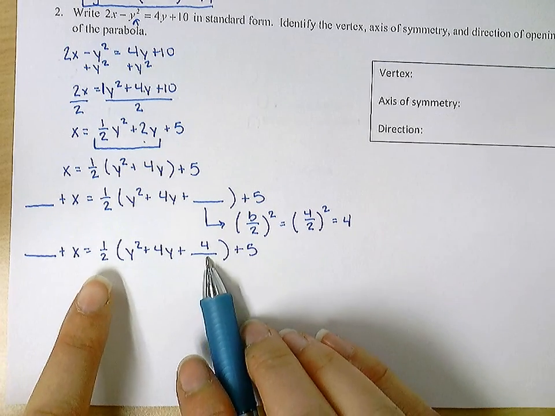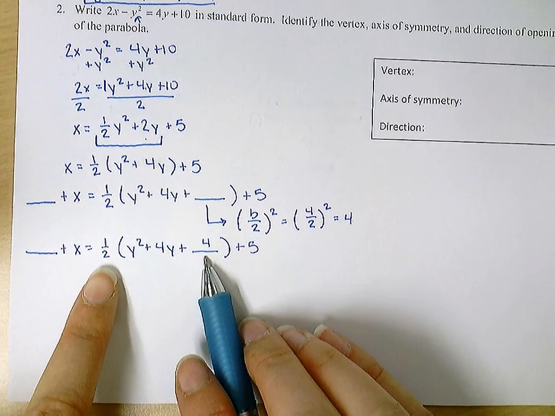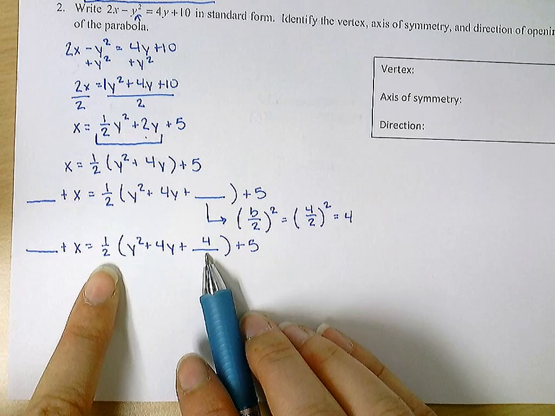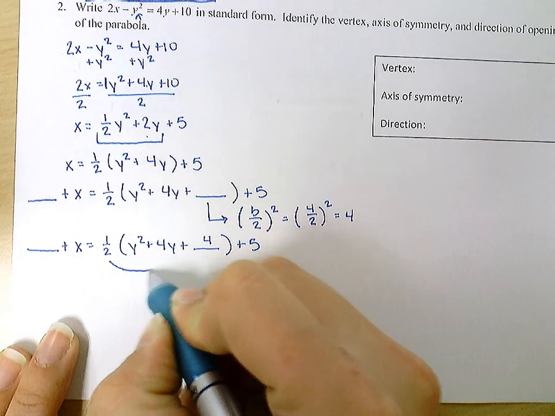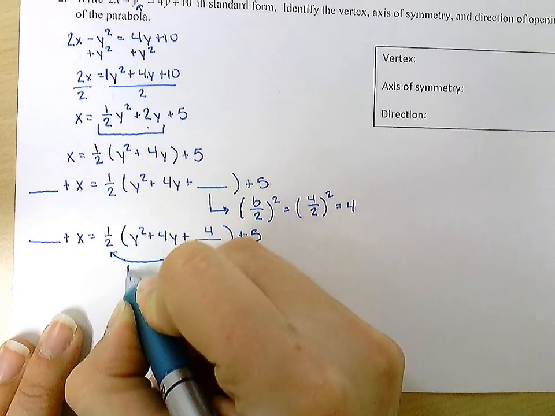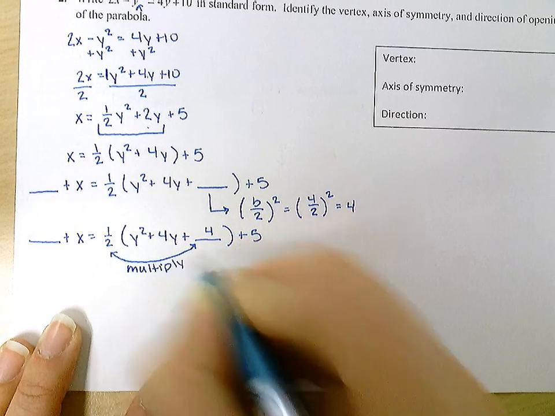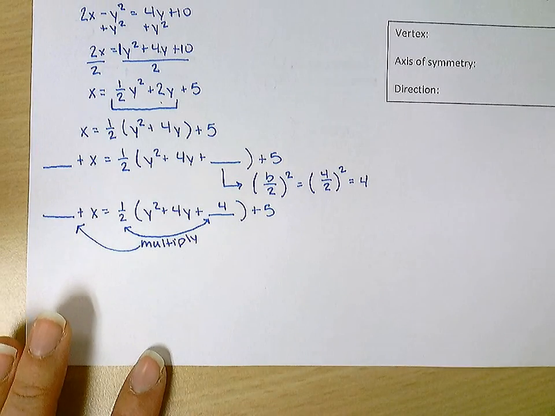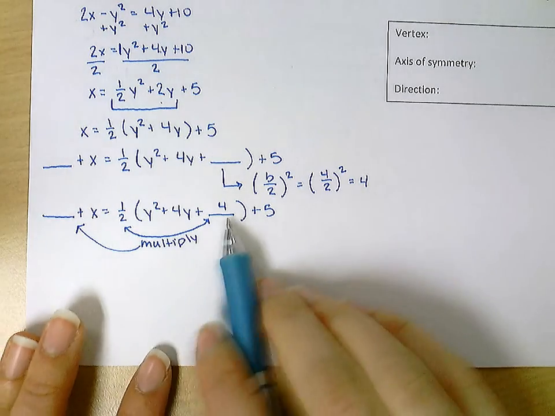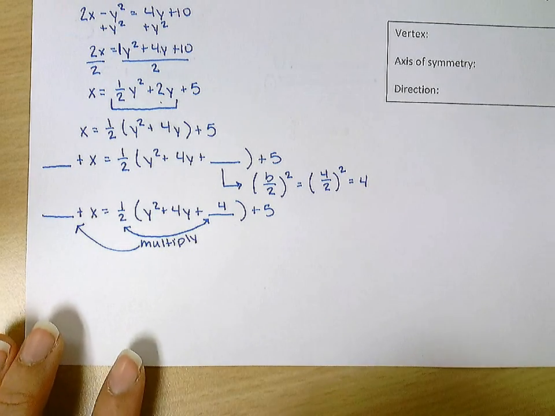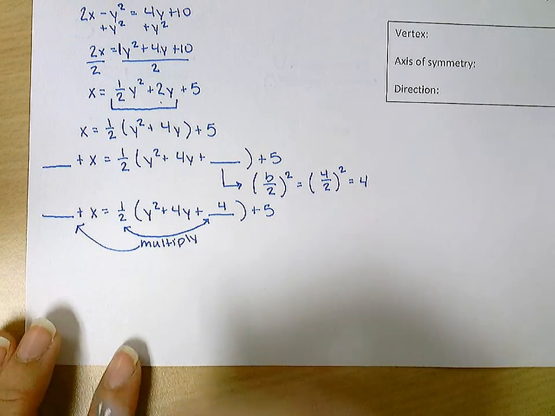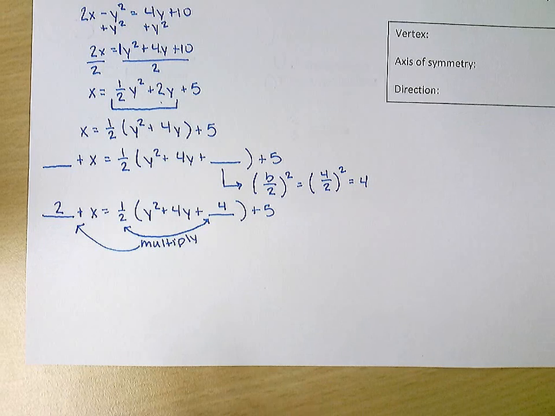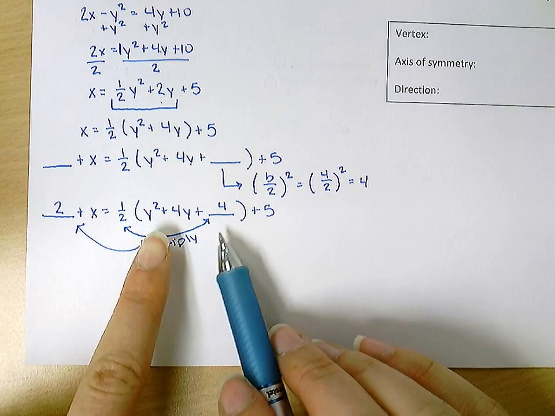And again, when I add 4 here, I have to multiply my first term by that term I just added in. So these two together, we have to multiply, and that is to get this one over here. So 4 times 1/2 is what? 2. So I should add 2 to the left-hand side there.